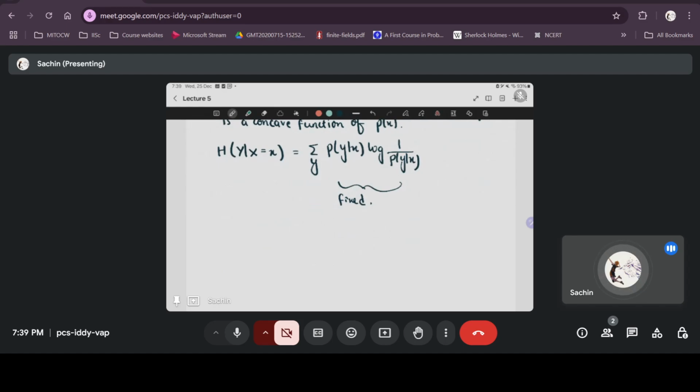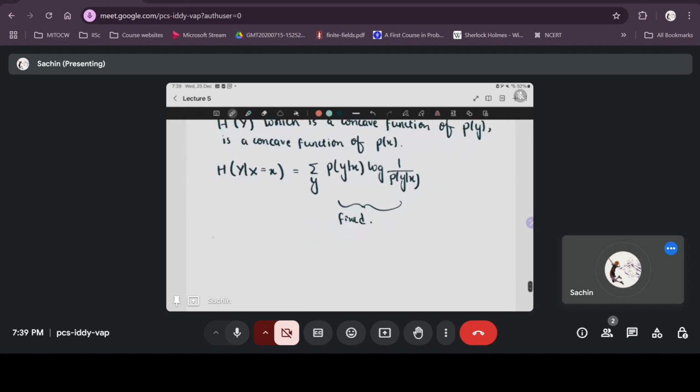So given a particular value of x, p of y given x is fixed, and log of 1 over p of y given x is also fixed. So that product is also fixed, and summation over all y is also fixed. So it's a fixed quantity. Therefore, summation p of x h of y given x is equal to x over all x, which is h of y given x, is a linear function of p of x.